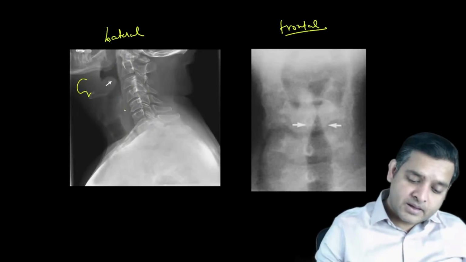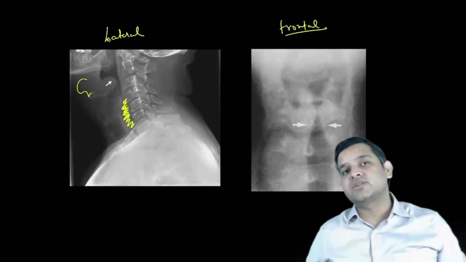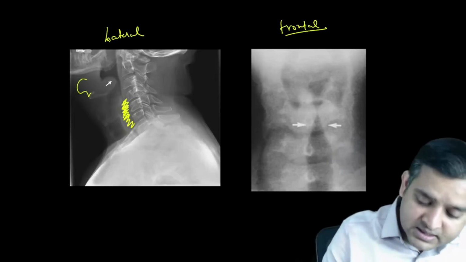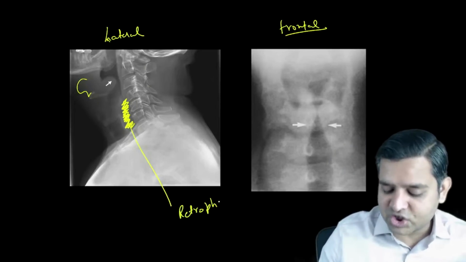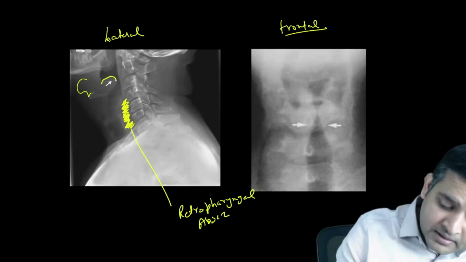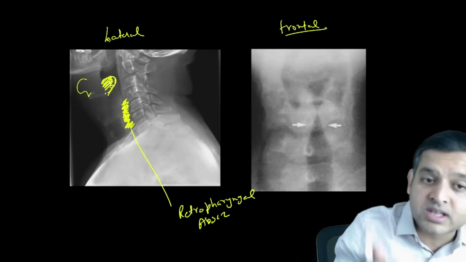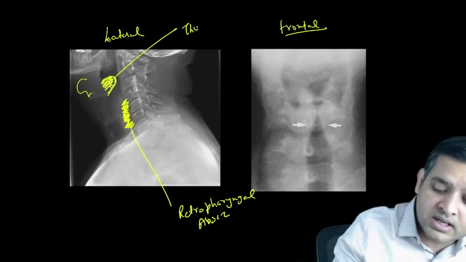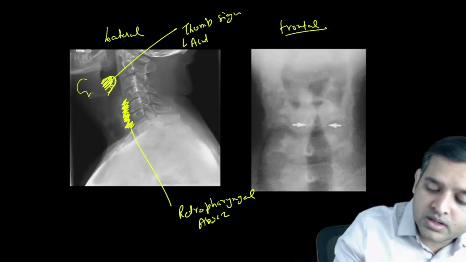Then the soft tissue behind the pharynx should be less than the width of the vertebra. If this is increased, the disease that you're talking of is a retropharyngeal abscess. And if you see soft tissue in the upper part extending into the airway like a tongue-shaped or thumb-shaped projection, this is called the thumb sign of acute epiglottitis.